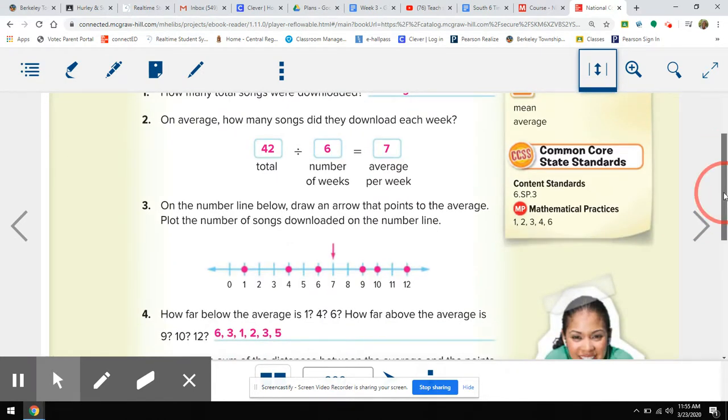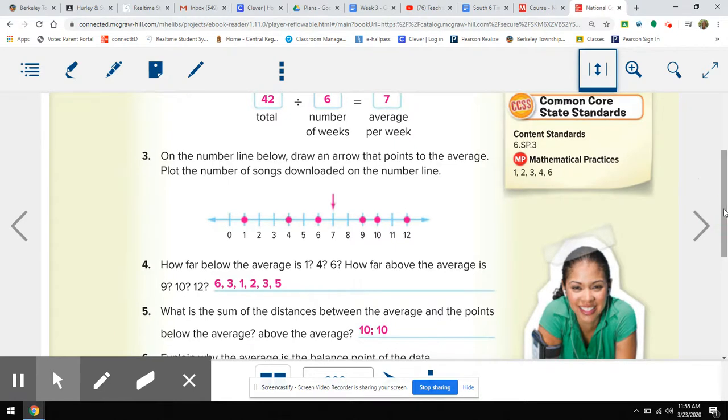Okay, moving down to number 3. On the number line below, draw an arrow that points to the average. Plot the number of songs downloaded on the number line. When they say plot it, they want the dots on the line, like these. Here's my arrow because we said 7 was our average. Here's our 7 up here.